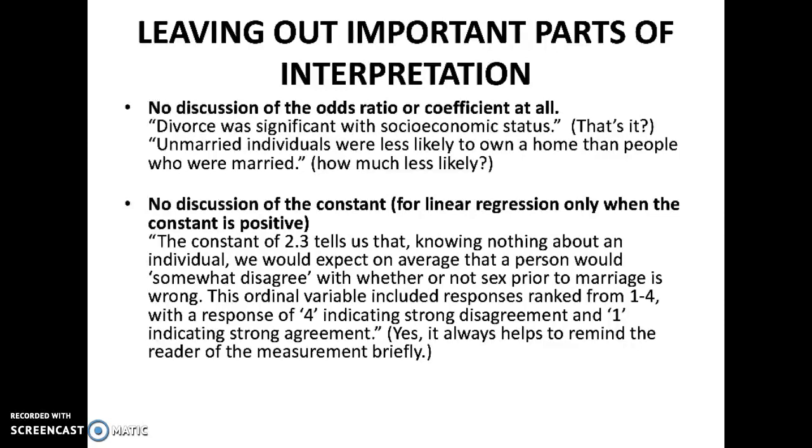So if you're going to talk about a constant, you might want to remind the reader of how it was measured. If you get a 2.3 constant, we've got to go, well, it ranked from 1 to 4, and so 2.3 is about in the middle. That would help the reader understand that constant better. So those are, again, just ways to address mistakes in the results section.